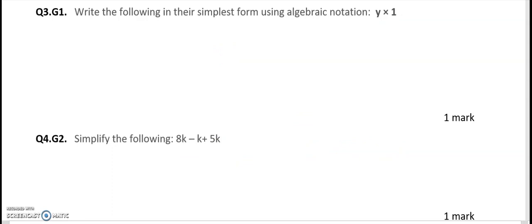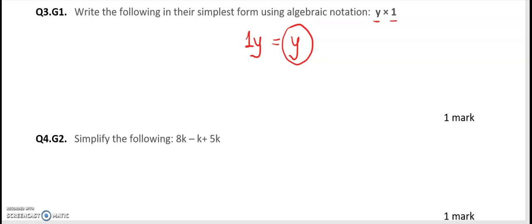In the third question, we have to write the following in the simplest form using algebraic notation again. So we have y times 1. So that means 1 lot of y. So I can write it as this. So the digit comes first and then the letter. But this is also the same as just saying y. When multiplying, the 1 in front can be removed, can be absent. So that would be the simplest form.